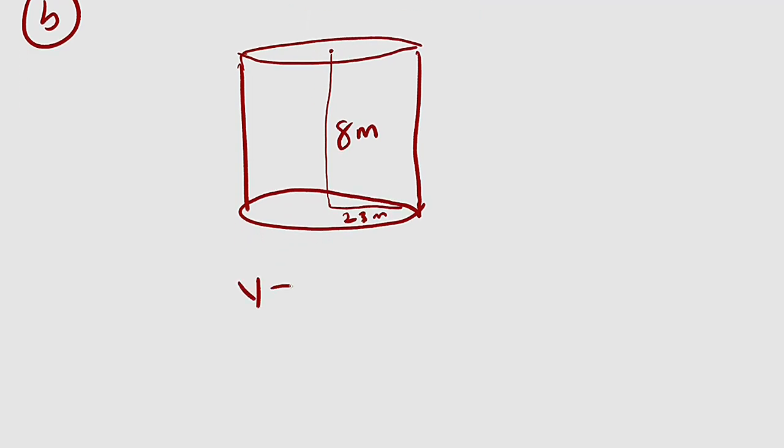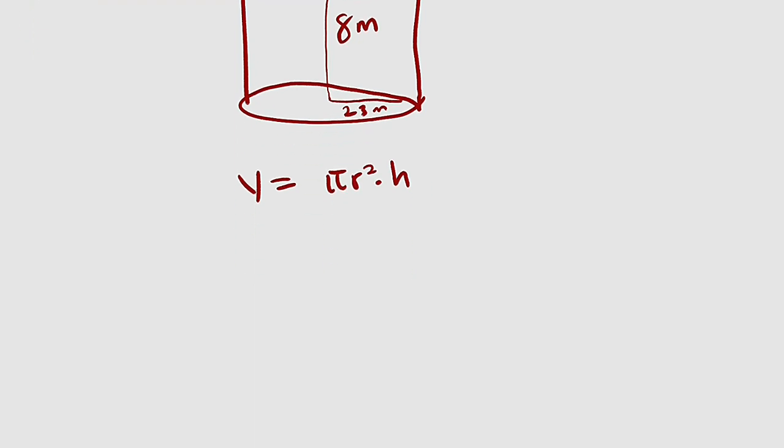So how can we find the volume? Remember that the volume is equal to the area of the base, and the base is a circle. Area of a circle is pi r squared, then multiplied by the height of the cylinder. So now let us substitute everything here. The volume will be equal to pi times r, which is 23 squared, then multiplied by the height, which is 8 meters. 23 squared is equal to 529. Then we multiply by 8. We have 4,232. Then we multiply by pi.